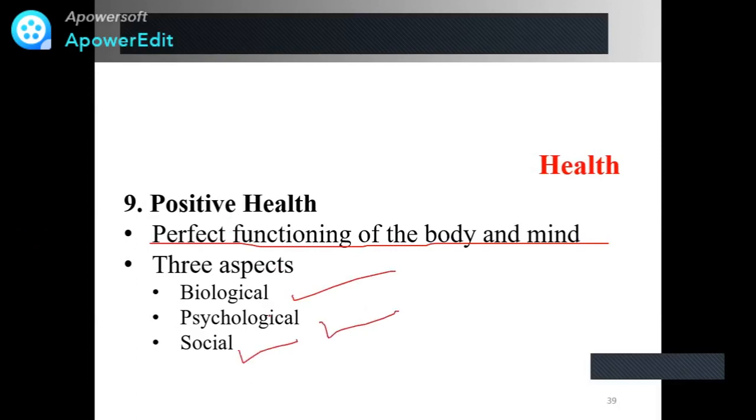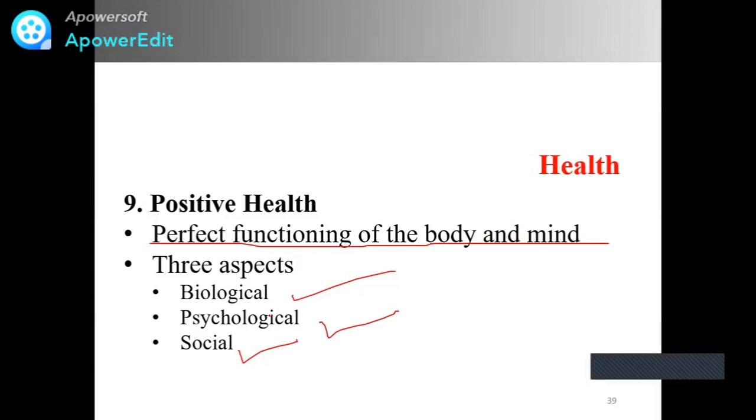Positive health is, however, a mirage because everything in our life is subject to change. We can discuss and talk about positive health, but it is a mirage because everything in our life is subject to change. The change always brings unhealthiness.